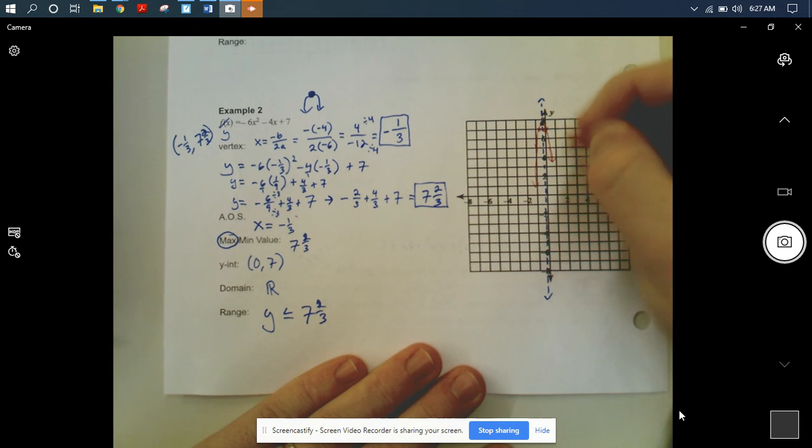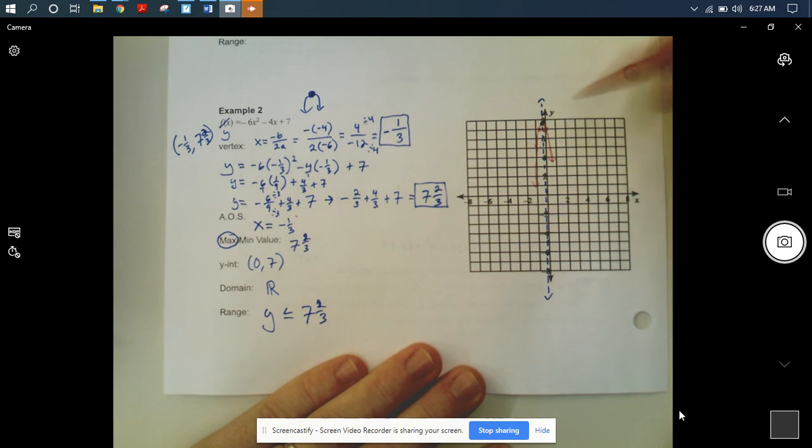All right, guys, plot your y-intercept. Use your axis of symmetry to get another point. Once you have your 3 points, connect them, call it a day.